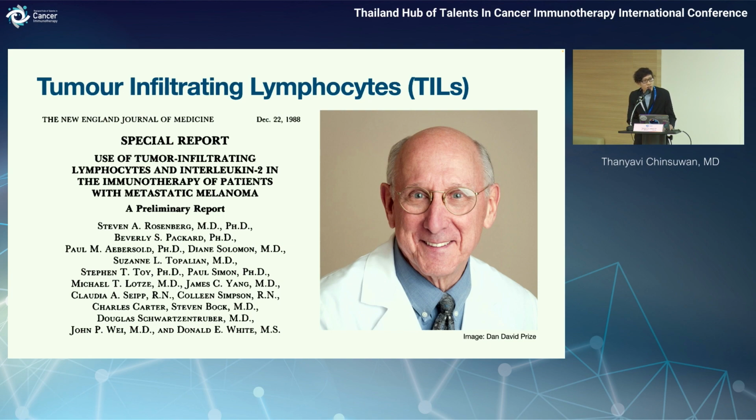Because Dr. Steven Rosenberg was trained as a surgeon, and he had an idea: if I can use peripheral blood lymphocytes, why not use the lymphocytes that are already in the tumors? Because his hypothesis was that the lymphocytes that are already in the tumor should be tumor reactive. So he tried that with his paper in 1988.